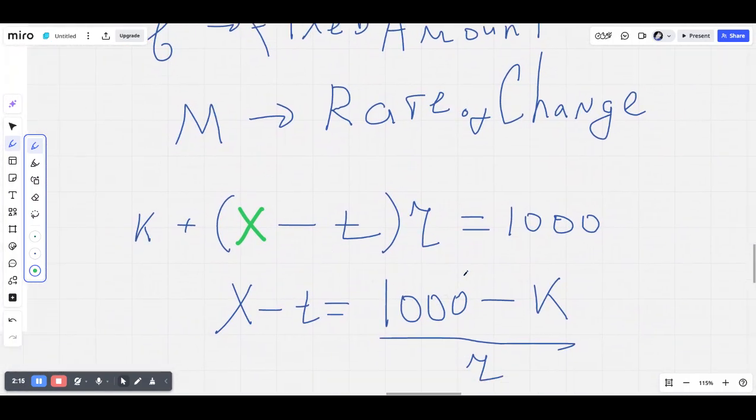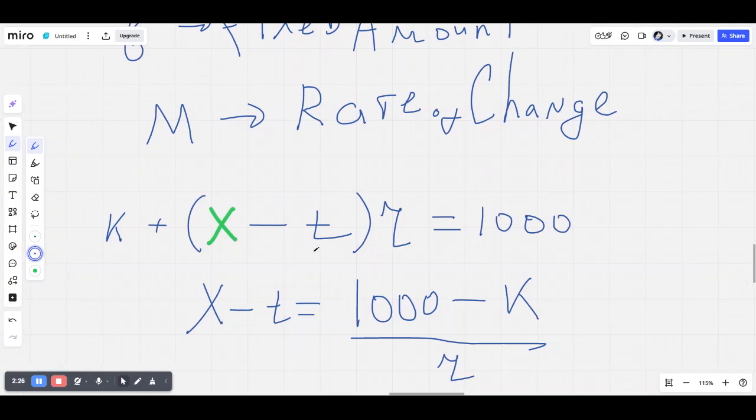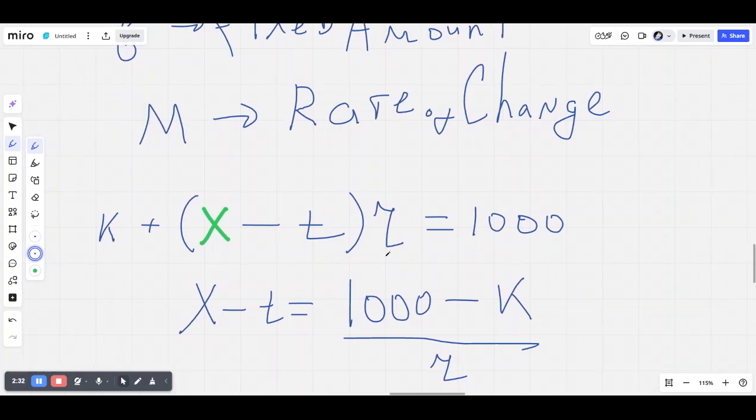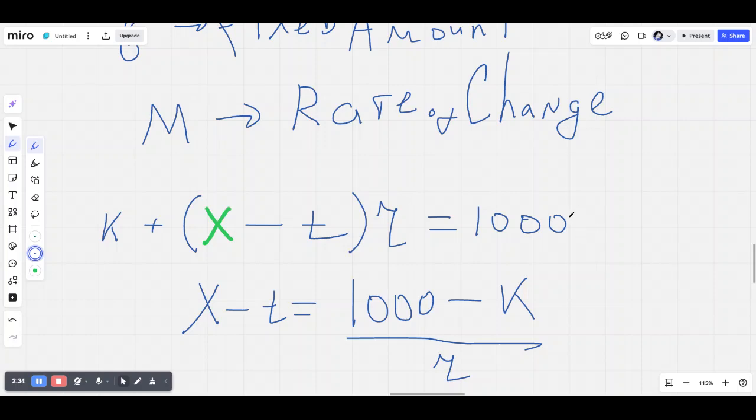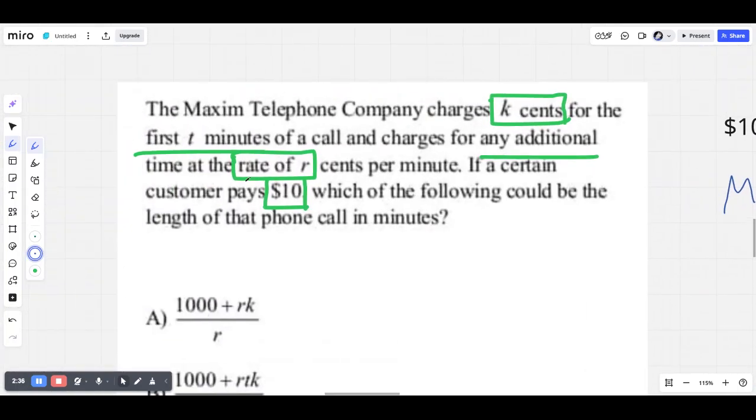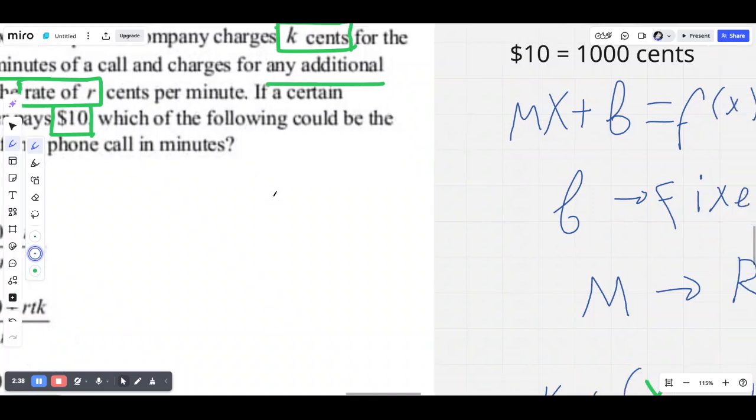Now, this is the function itself. So k is a fixed amount, and then you have x, which is the duration of a phone call. Now, why am I subtracting t? I'm subtracting t to compensate for the fixed amount. Okay, and r would be our slope. This must be equal to 1,000 cents because this function tells us the price that you should pay.